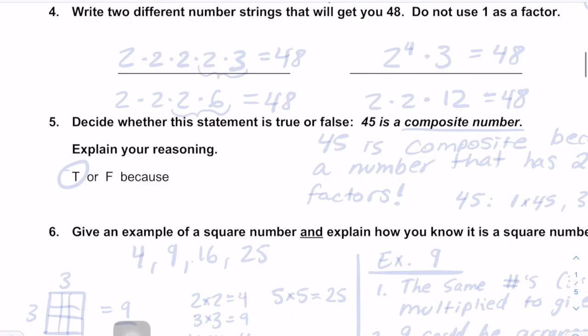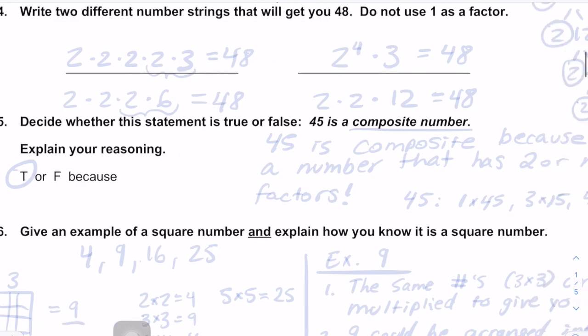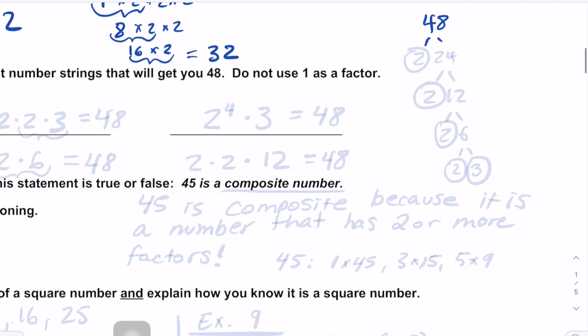Number 4 says to write 2 different number strings that will get you 48. You also have to make sure that you don't use one as a factor. To start, I would personally make a factor tree for the number 48. And I'm just going to divide this through and see what my prime factorization is. Because if I do the prime factorization, then I know that is one expression that will definitely equal 48.